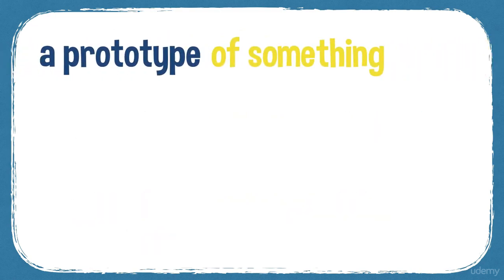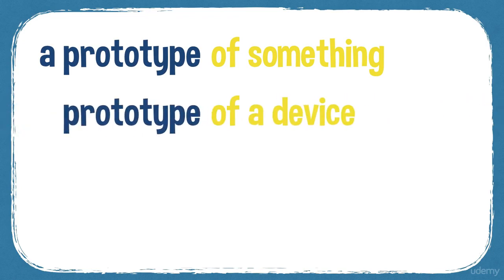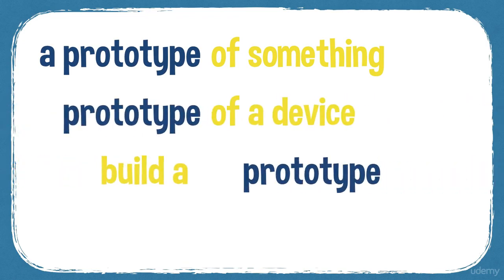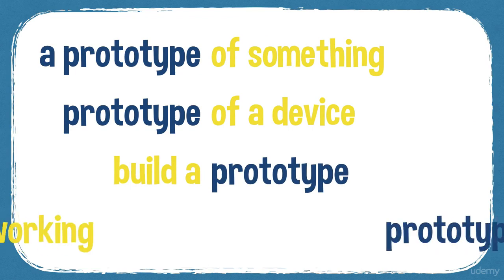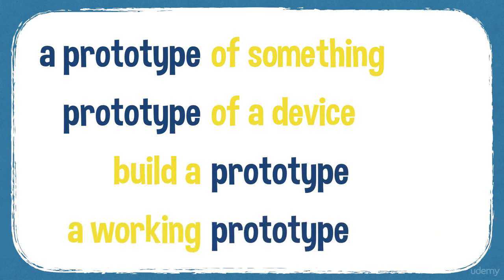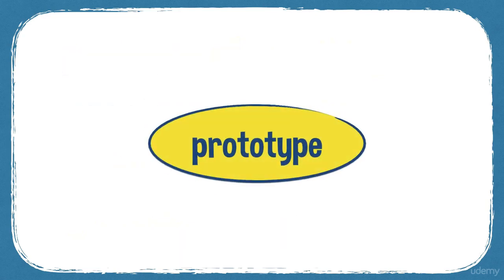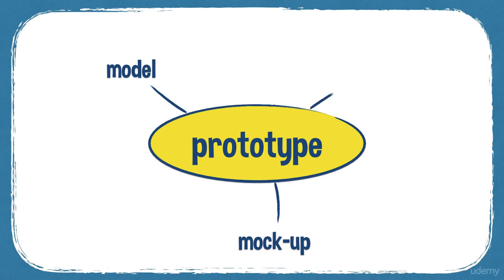So you can have a prototype of something, such as a device or a car. You build a prototype, and you make a working prototype. So, for example, the car we looked at was a working prototype. It worked. It wasn't just a model. It does something. So model is sometimes a synonym of prototype, but a model doesn't necessarily work. It just might look like the finished product. A mock-up, possibly a precursor of a finished product.